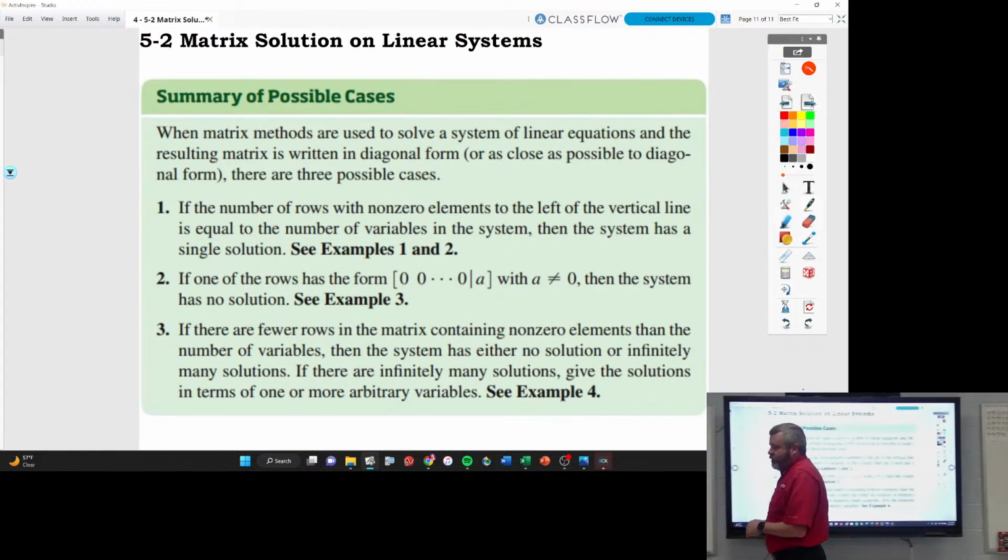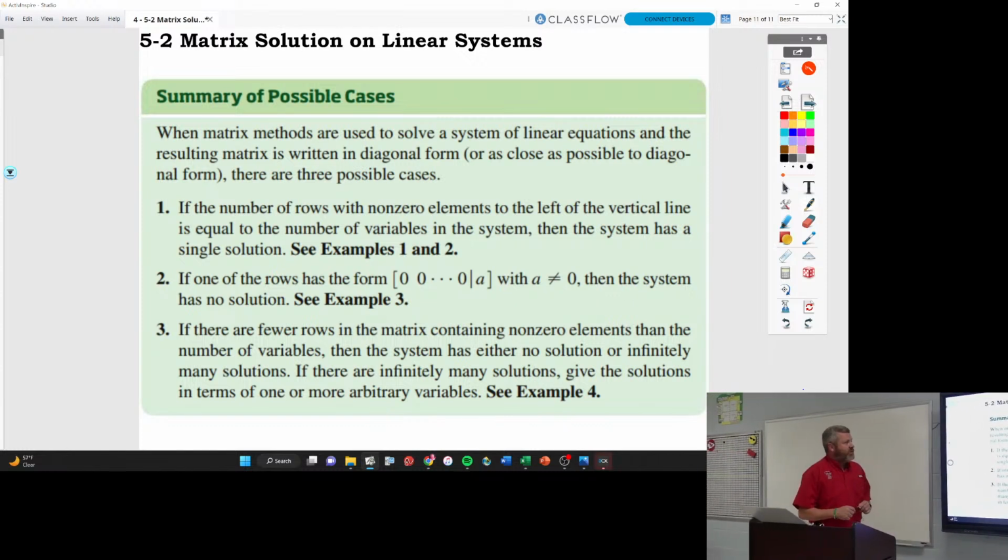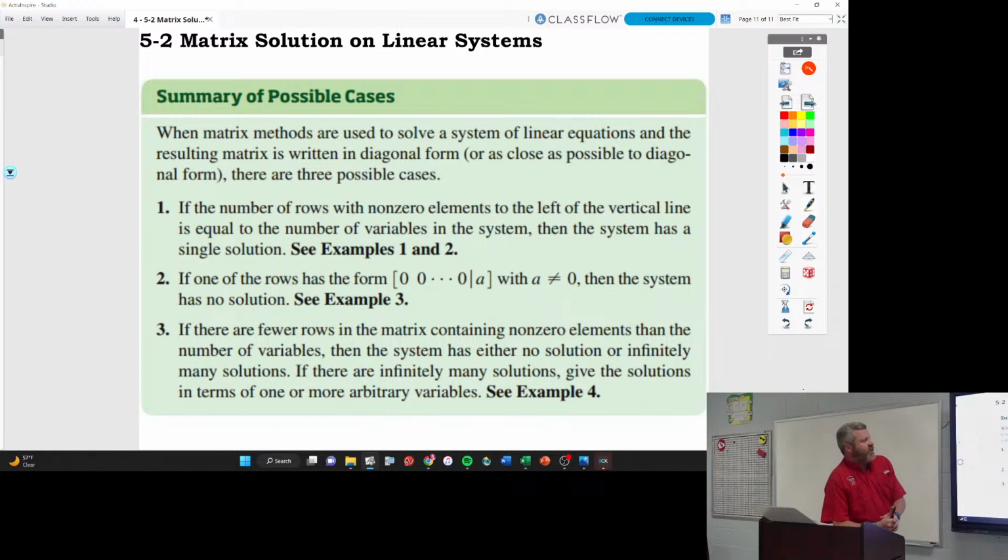Okay, so just a summary of what could happen when you're solving systems. When matrix methods are used to solve a system of linear equations and the resulting matrix is written in diagonal form or as close as possible to diagonal form, obviously that last one was not quite diagonal form, but it was close, there's three possible scenarios. Number one, if the number of rows with non-zero elements to the left of the vertical line is equal to the number of variables in the system, then the system has a single solution. Possibility number two, if one of the rows has the form 0, 0, 0, and then some number a on the constant side when a is not 0, then the system has no solution.